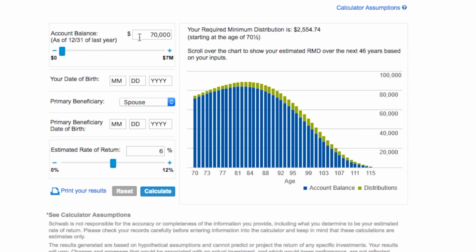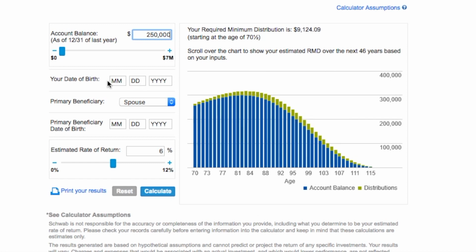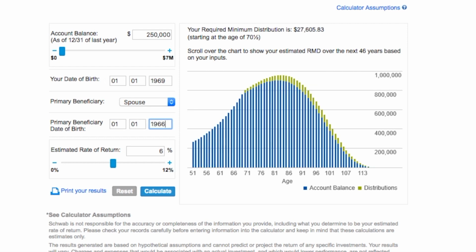So let's say that we start with a balance of what we have right now. Let's say we have $250,000 in our account right now. We're going to use my age, but not my real birthday here. My spouse will be my beneficiary, and she is a couple years older than me. We're going to say we estimate we'll get a 6% return. So let's calculate what that's going to look like.